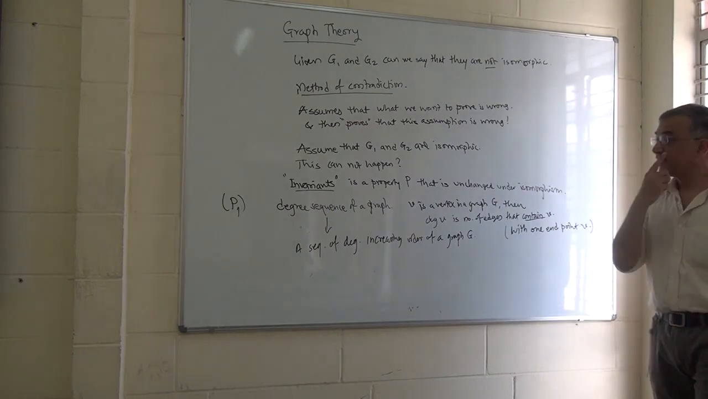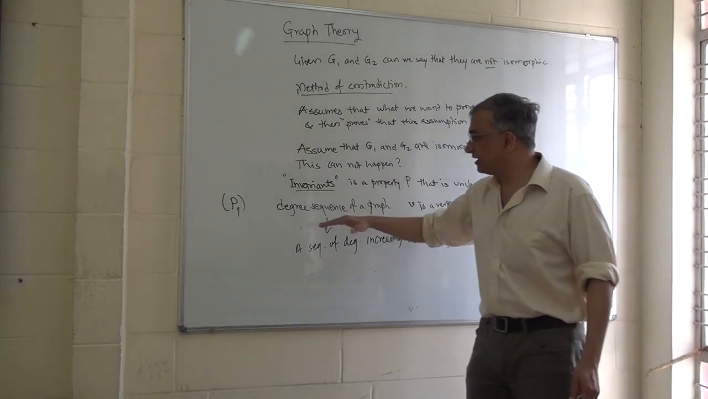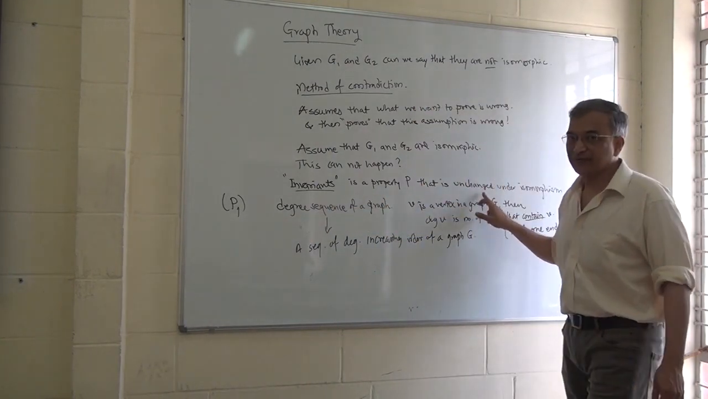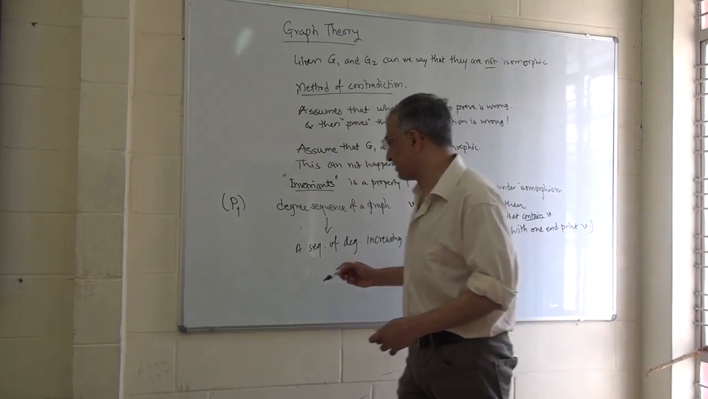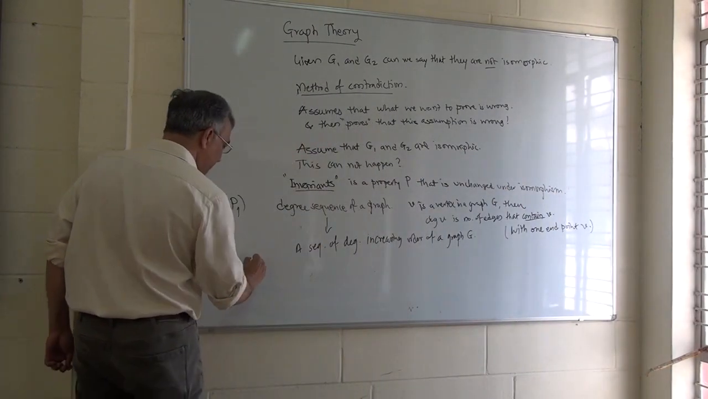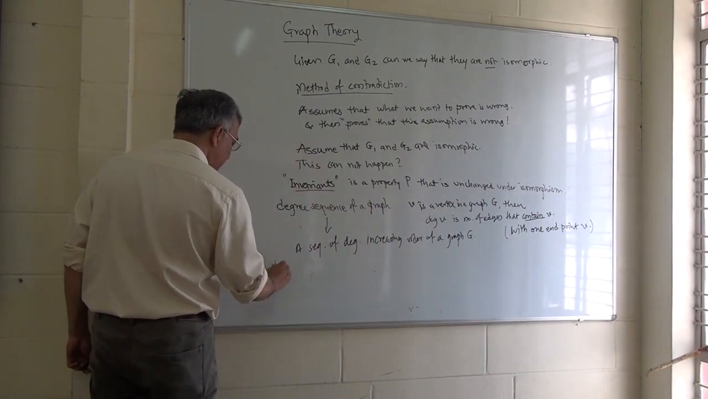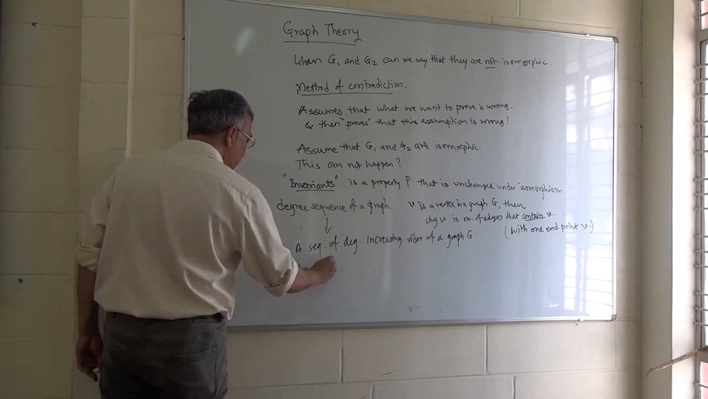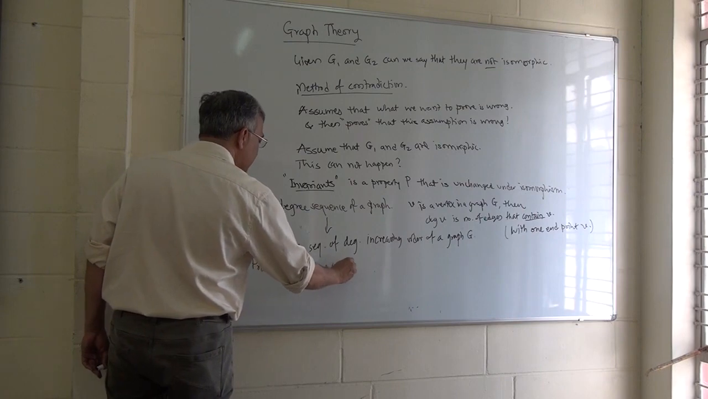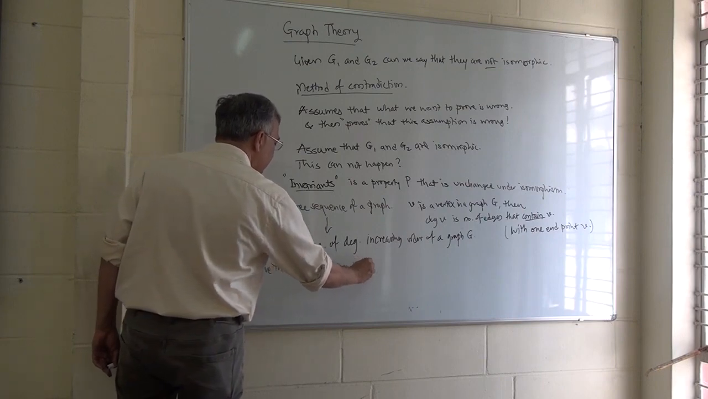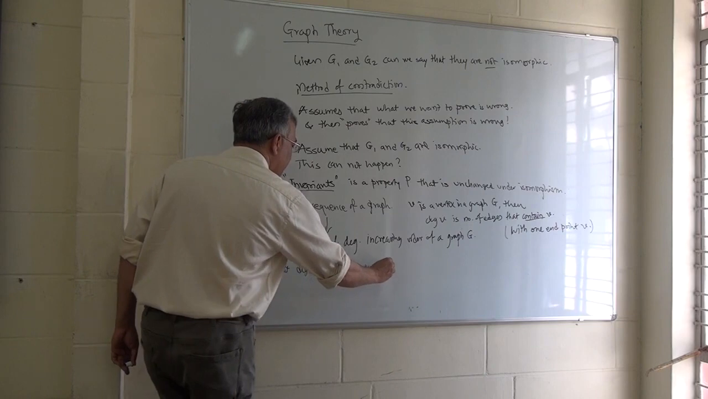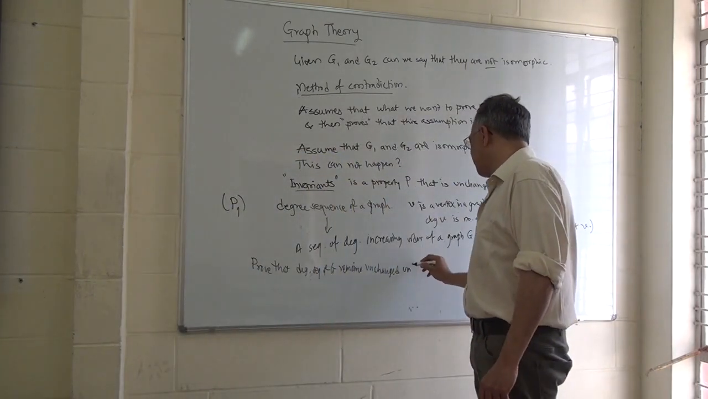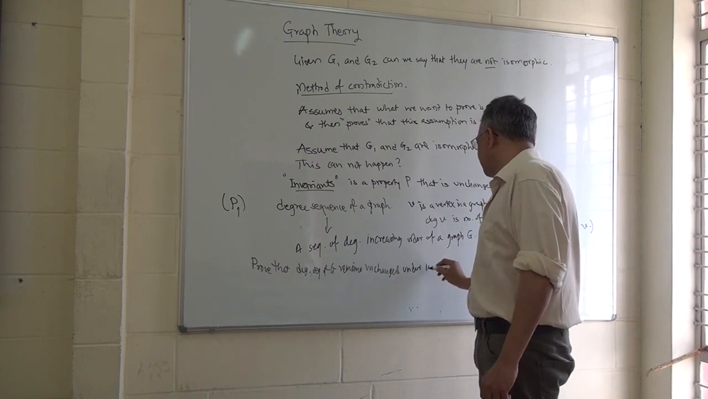Now you can check for yourself that this degree sequence does not change under isomorphism. This is an exercise for you. So prove that the degree sequence of G remains unchanged under isomorphism. So it is actually an invariant.